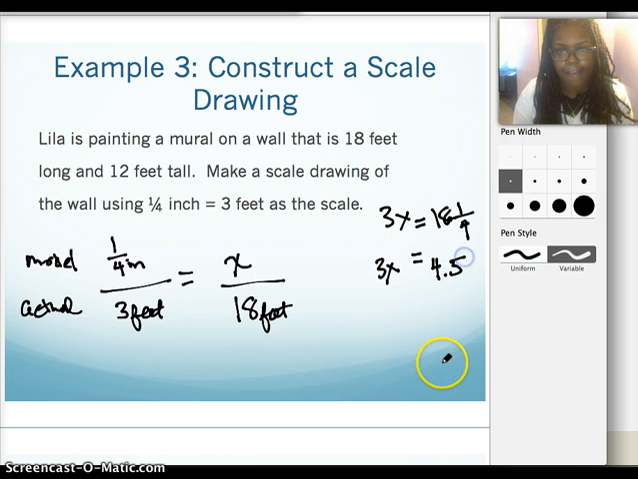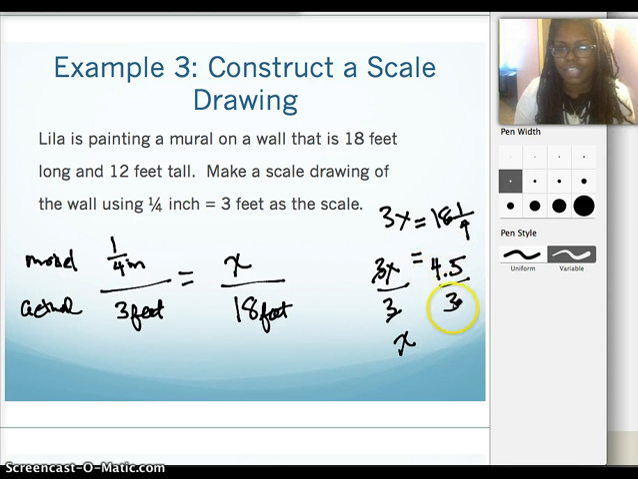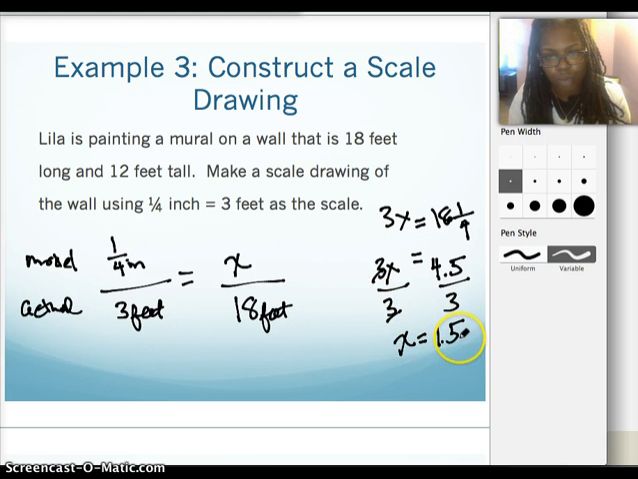When I multiply 18 times 1/4, I end up with 4.5. And now I need to go ahead and solve this, so I'm going to divide both sides by 3. And when I do that, I get that x, or the model drawing, has to be 3 goes into 4.5. If you think about this, how many times does 3 go into 45? 3 goes into 45 15 times. The answer to this is 1.5. Of course, I'd let you use a calculator if you need to, but I don't think you need to. And so we have 1.5 inches would be the length of the wall.